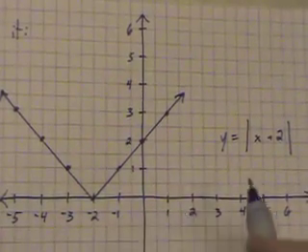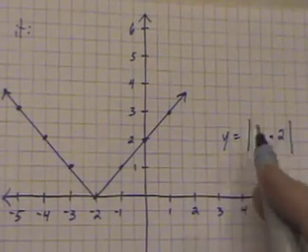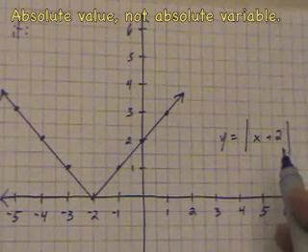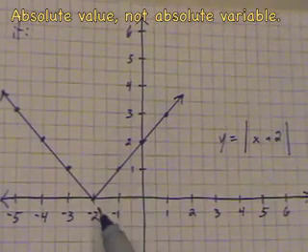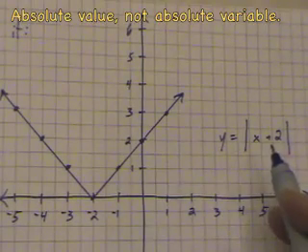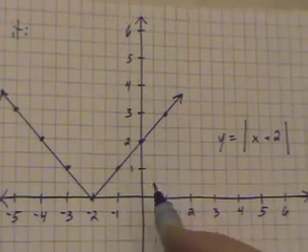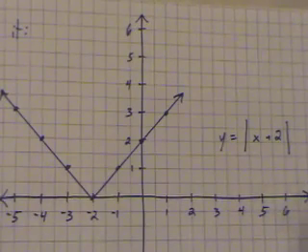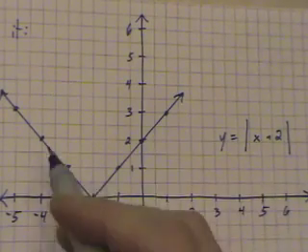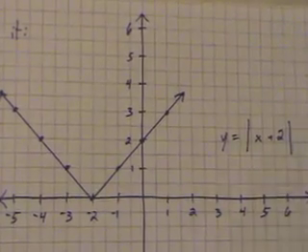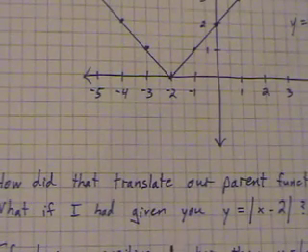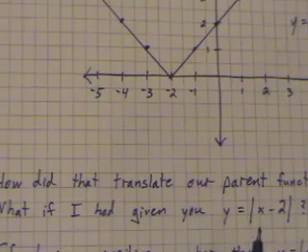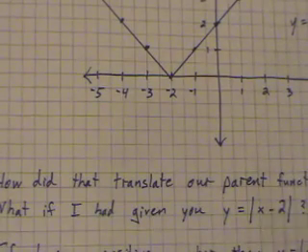So look at what happened. By adding the 2 inside the absolute value signs, we took our parent function and we translated it to the left. Now don't miss this. We added 2, which you might think would make our function go to the right, to the positive side, but it didn't. It made it go to the left. What do you think would have happened if I had asked you to graph y equals the absolute value of x minus 2?